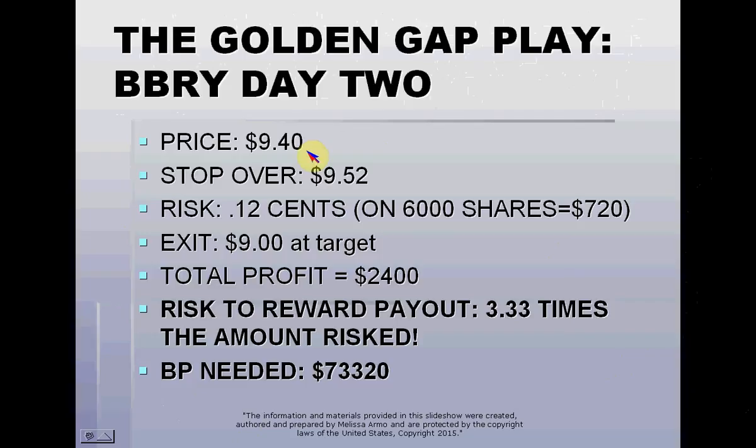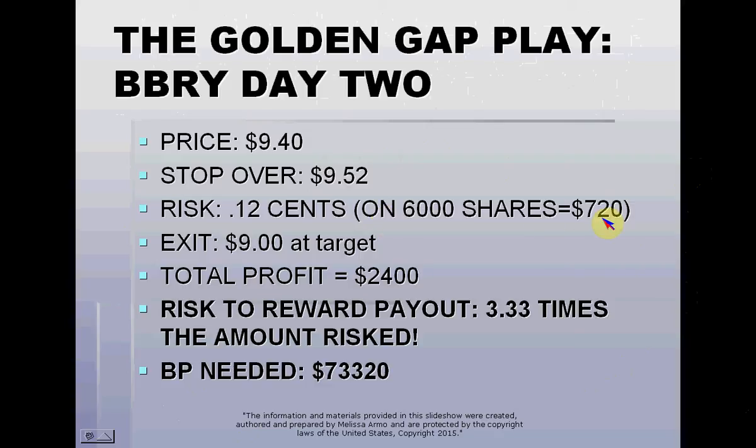You would have shorted the stock at 9.40 and put the stop at 9.52. This is a great entry. It's a 12 cent risk, and this is pretty much right in line with how this stock trades. In other words, you can go back and look at the history of the stock to determine what's a good stop position for this, but 10, 12 cents in BBRY is normal. And what is your target? Your target's 9. So 40 cents, you're looking for 40 cents for the 12 cent risk. That makes sense.